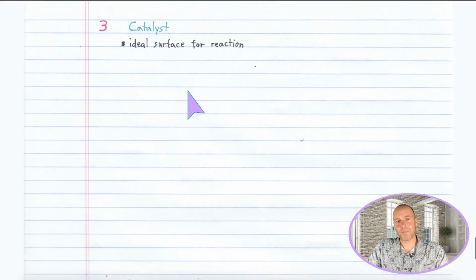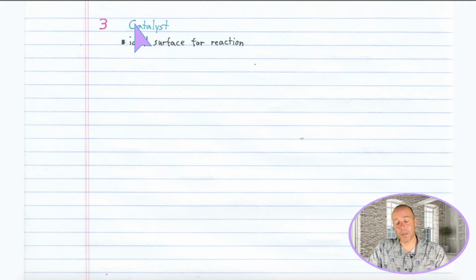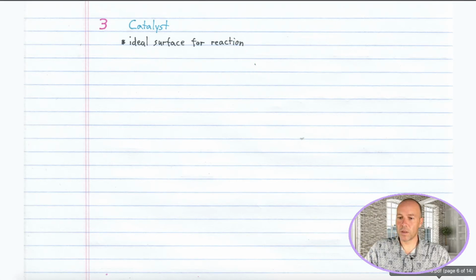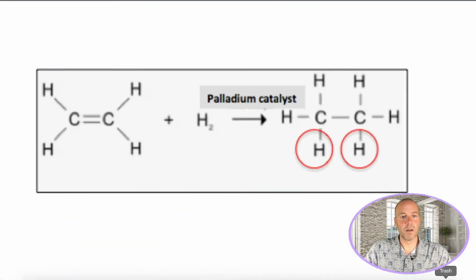The third factor which affects a reaction is a catalyst. And catalysts are kind of interesting. What they do is they provide an ideal surface on which the reaction proceeds. And I'll show you two examples of reactions that occur with the help of a catalyst. In the first one, we have ethylene reacting with hydrogen to form ethane. And you can see that you have hydrogen atoms being added to each carbon to form the product.